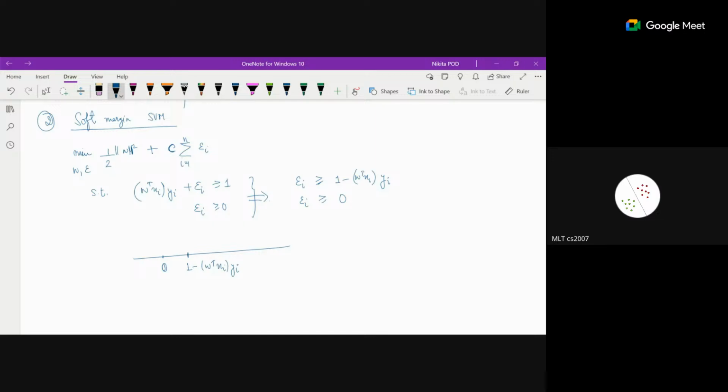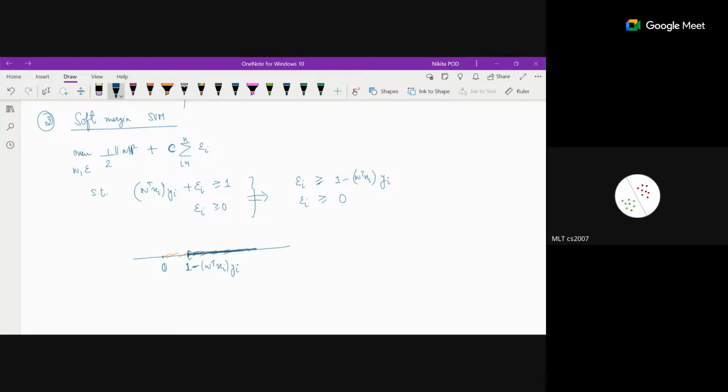Let's say 0 is less than 1 minus W transpose Xi times Yi. Both should hold. What we are saying is that epsilon i should be greater than or equal to this, and epsilon i should also be greater than or equal to this. So what is common in this? What is common in this is this region.